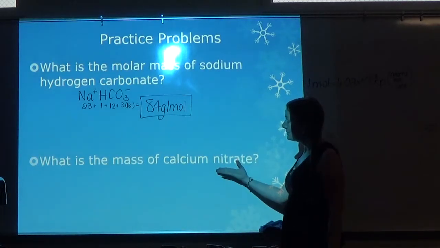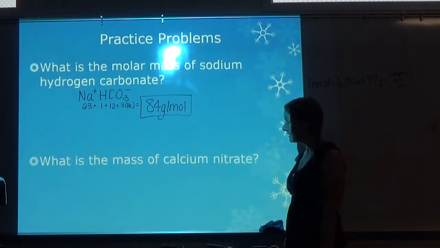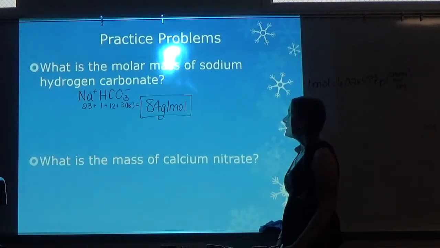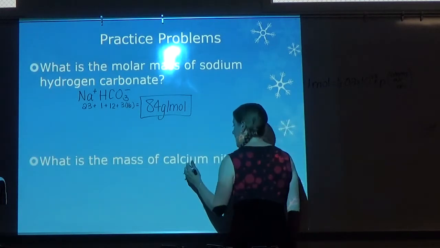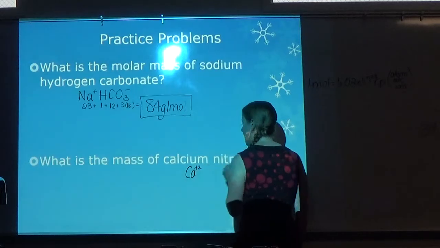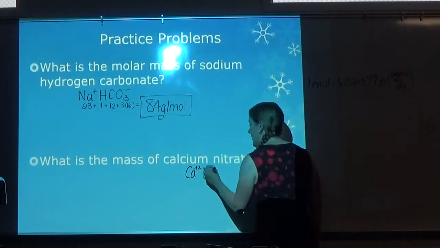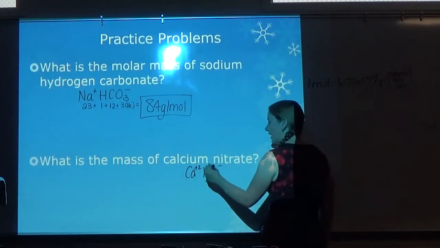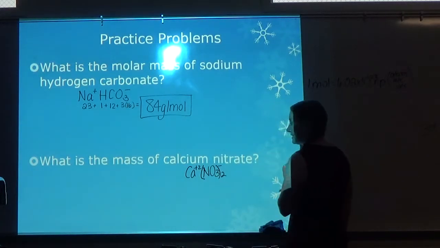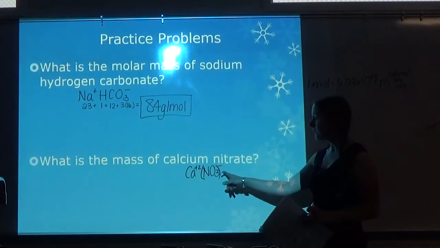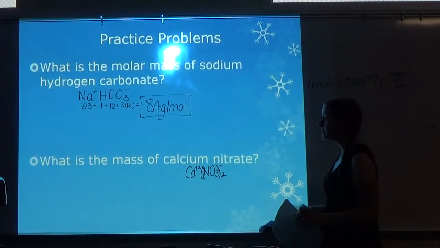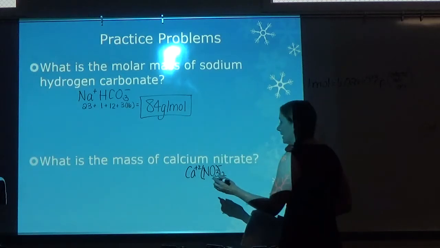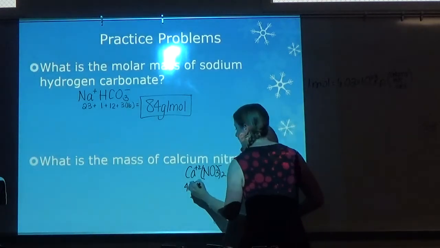All right, so maybe pause the video and you try this one, and then we'll look at it together. So it says, what is the molar mass of calcium nitrate? Well, calcium is Ca. It has a positive 2 charge. Nitrate is NO3. It has a negative 1 charge. So I need 2 nitrates. So I put it in parentheses like this. So this is where you've got to be careful. When you get parentheses, sometimes you'll have trouble figuring out how many atoms. So I'll look at the periodic table. Calcium is about 40.